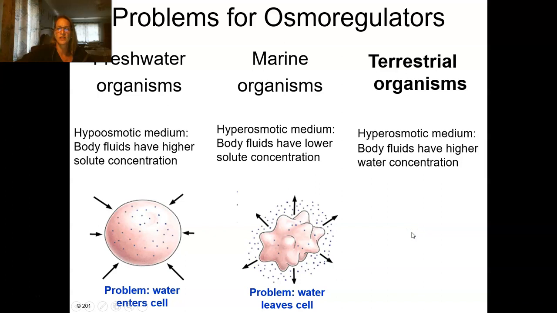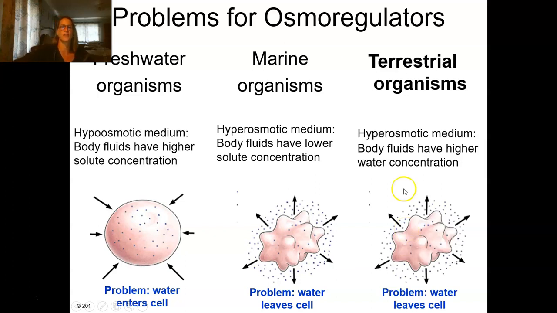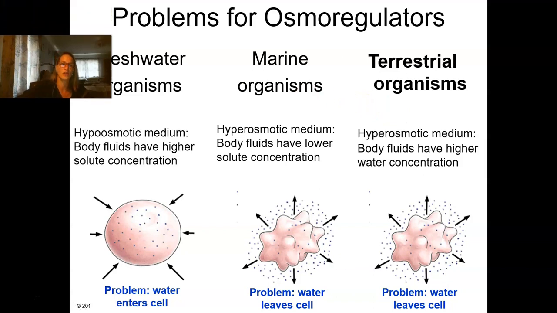And terrestrial organisms have a similar problem to marine organisms, except it's not about being in a hyperosmotic medium as much as it is being in a dry medium, and there's more water concentration inside the cell than outside the cell. So again, water wants to move out for terrestrial organisms. So marine and terrestrial organisms actually have similar problems, even though one lives in salt water and one lives in a terrestrial environment.